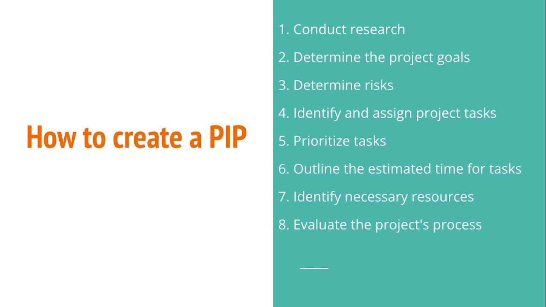So how do we create a project implementation plan? In here I have 8 outline steps which I'm going to explain in detail. So 1 is conduct thorough research. 2, determine the project goals, determine the risks. Number 3, 4, identify and assign the project tasks. 5, prioritize tasks. 6, outline the estimated time for the tasks. 7, identify the necessary resources. And 8, evaluate the project's process.